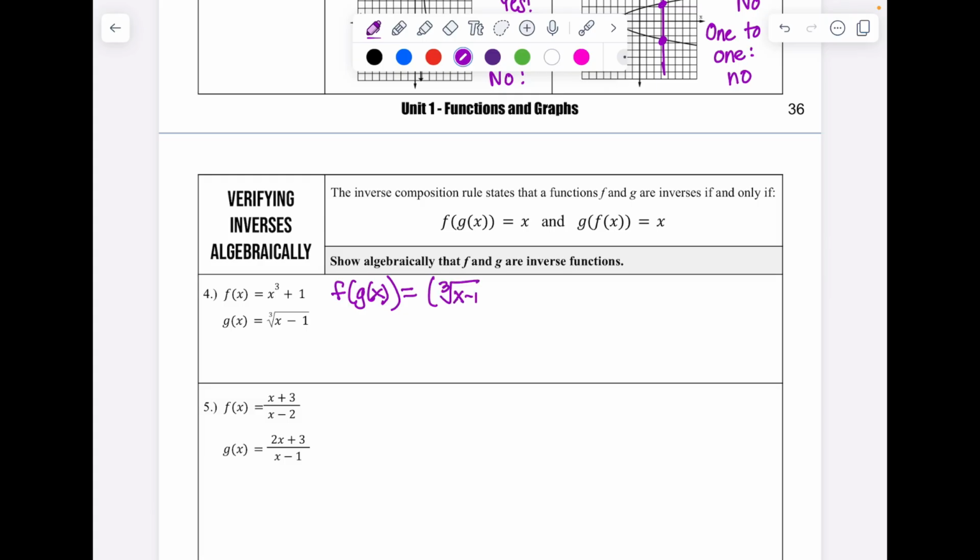So I'm going to take the g of x function, which is the cube root of x minus 1, and put it in place of the x in f of x. So I took this whole thing and put it in place of that x. So I have to raise it to the third power and then add 1.